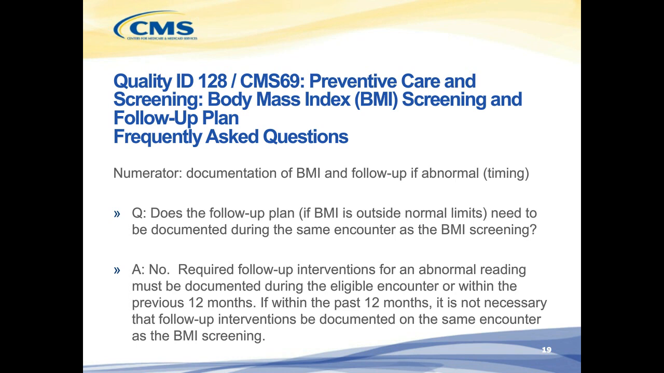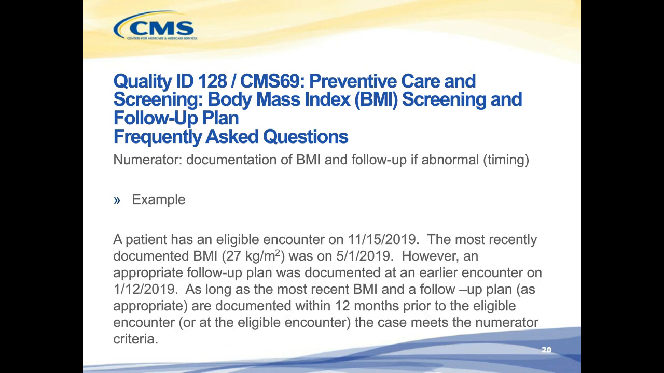So for example, we have a patient with an eligible encounter on 11/15. Their most recent documented BMI was above normal. It was a 27, and it was several months prior on 5/1. However, an appropriate follow-up plan was documented at an earlier encounter on 1/12. So as long as the most recent BMI and follow-up plan, as appropriate, are documented within that 12-month period, the case does meet the numerator criteria.